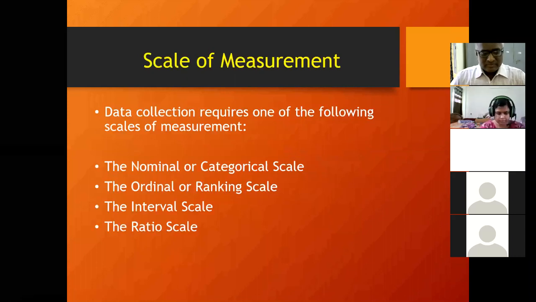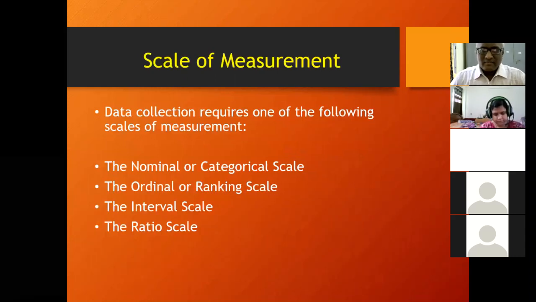Now we come to when we want to collect the data for our qualitative and quantitative research, there is an important step in collection of data, which is called scale of measurement. Data collection requires one of the following scales of measurement. Normally, we take the scale wherein centimeters and inches are there. We measure the width of a table, or you take kgs to measure the weight of a thing. But a researcher needs to collect the data using one of the 4 scales.